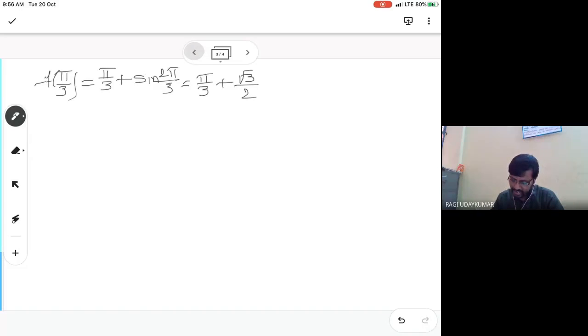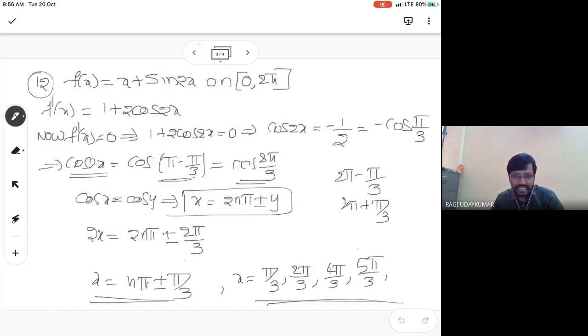How did we get this one? How did pi by 3 come? Pi minus pi by 3. How did 2 pi by 3 come? Pi plus pi by 3. How did 4 pi by 3 come? 2 pi minus pi by 3. Isn't it? Sorry. Pi minus pi by 3, pi plus pi by 3, 2 pi by 3. No, 4 pi by 3 is for pi plus pi by 3.